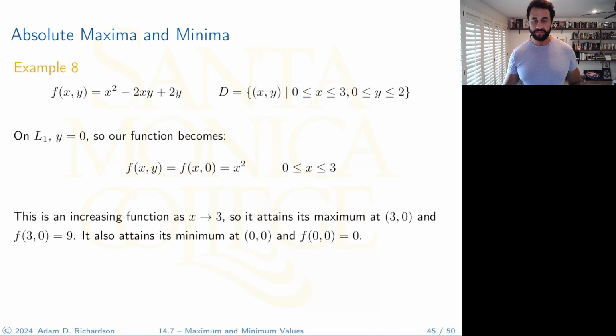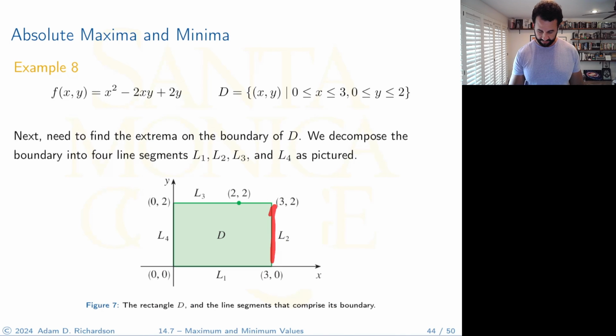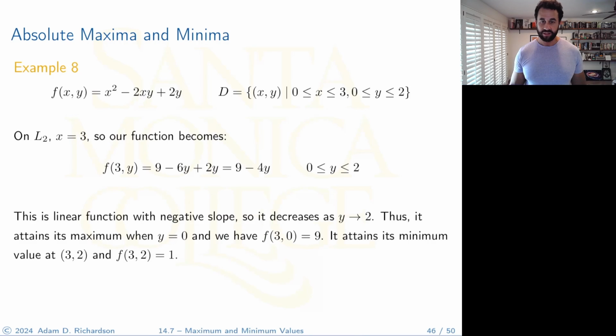Okay, now let's move on to line 2. Just a reminder, it's this one right here. On line 2, x is equal to 3, and then y is going to vary between 0 and 2. So on L2, this is what our function looks like. Plug in 3 for x, our function simplifies to this, and y goes between 0 and 2.